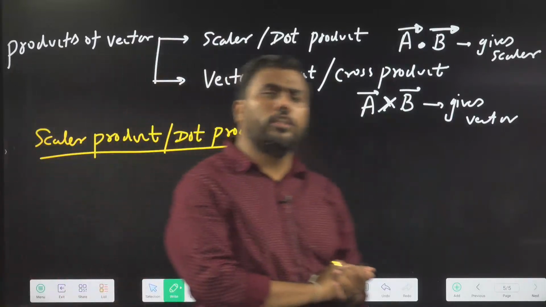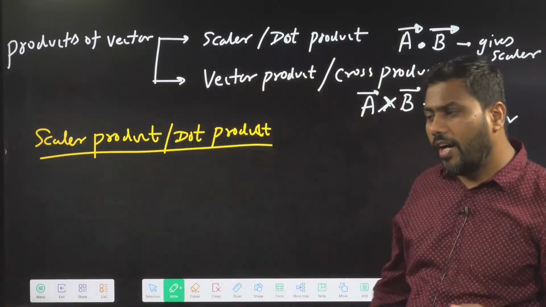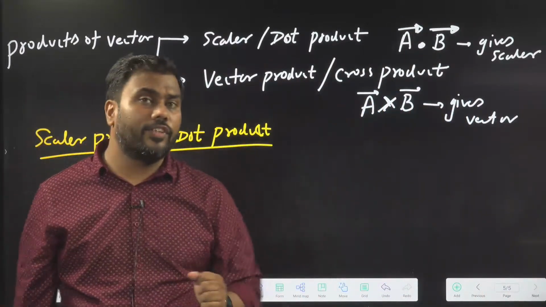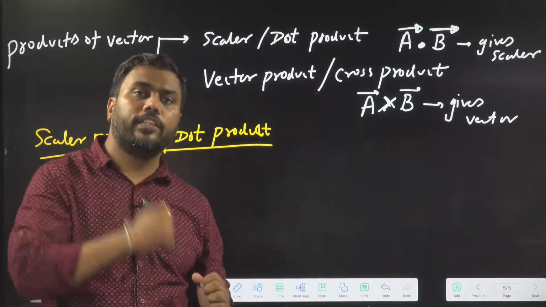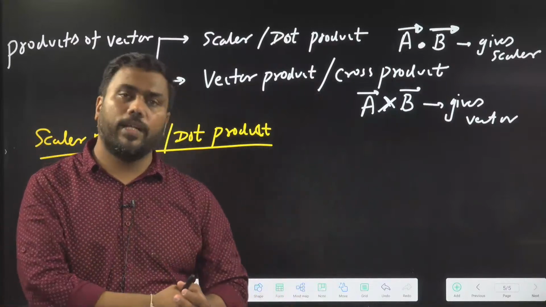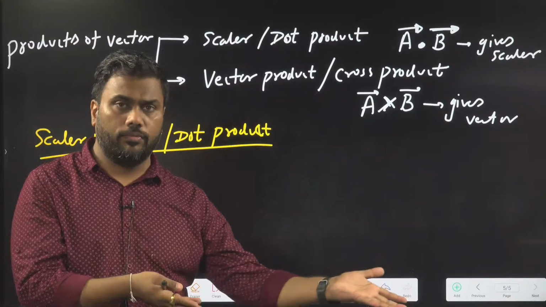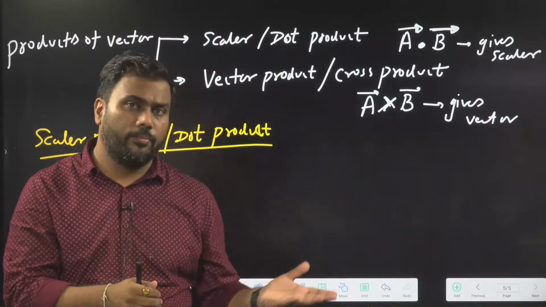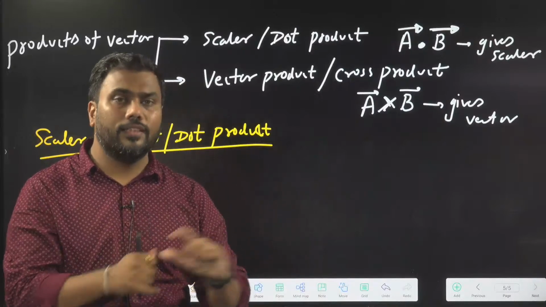A question usually comes into students' mind: why are we defining two types of vector product? We have not defined this kind of thing for scalar numbers. If I multiply 3 into 4, there is only one way of multiplying 3 into 4. 3 into 4 is 12. Whatever way you do, 4 into 3 or 3 into 4, that is 12. There are no two types of product in scalar numbers.